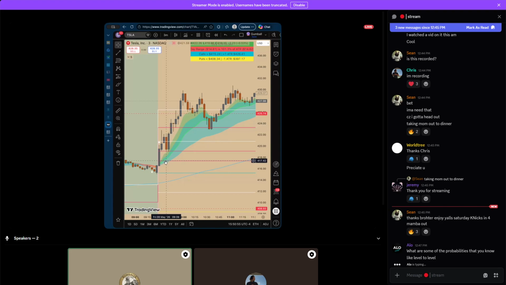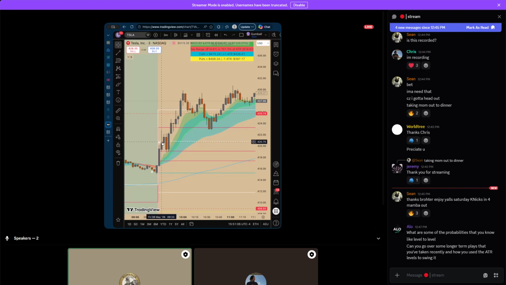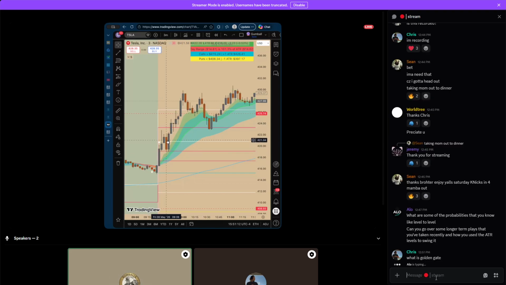Right above Golden or surpassed and broke through Golden Gate. You get a little pause here, but then you hit Golden Fib. So even just taking it in the morning from Golden Gate break to Golden Fib, I mean that right there is money.